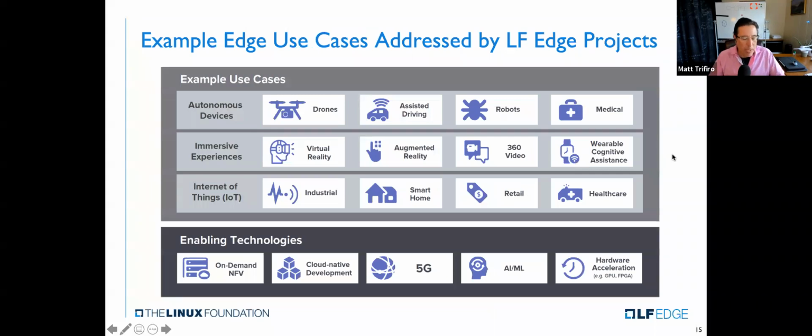So one of the questions we get asked a lot is, what are the use cases that are enabled by edge computing and the LF Edge projects? And I want to draw your attention to the lower box here first. There are a set of enabling technologies, and to a very real extent, where we are today in the evolution of edge computing is largely around creating these enabling technologies. So if you look at the projects in LF Edge today, they're mostly around creating these platforms atop which we can build these use cases that actually are meaningful to end users.